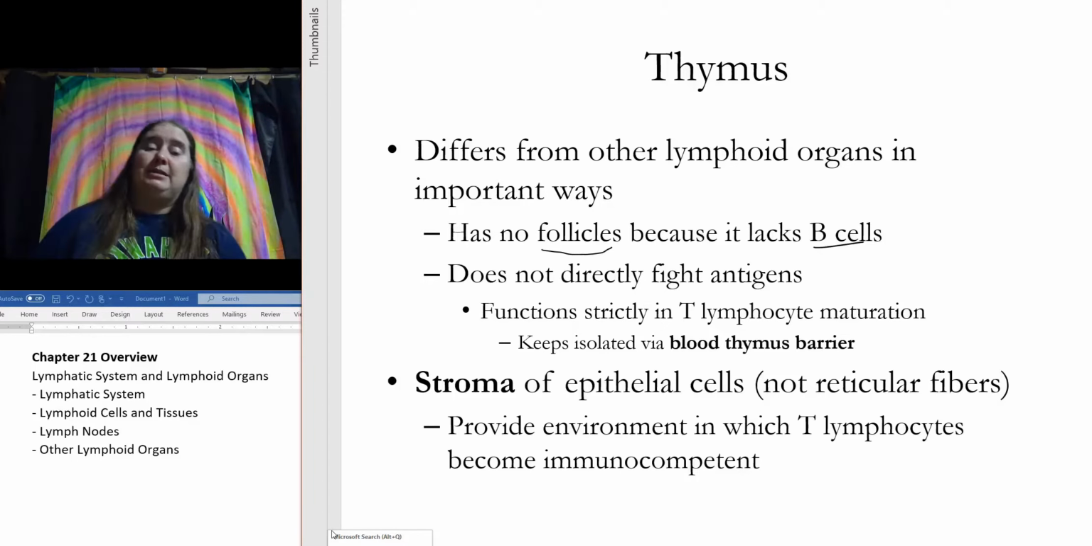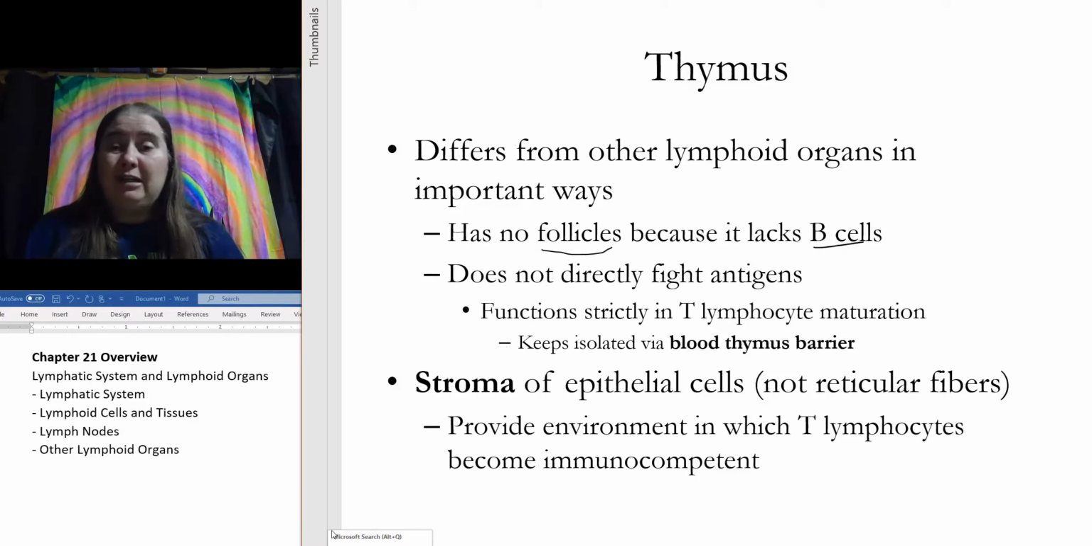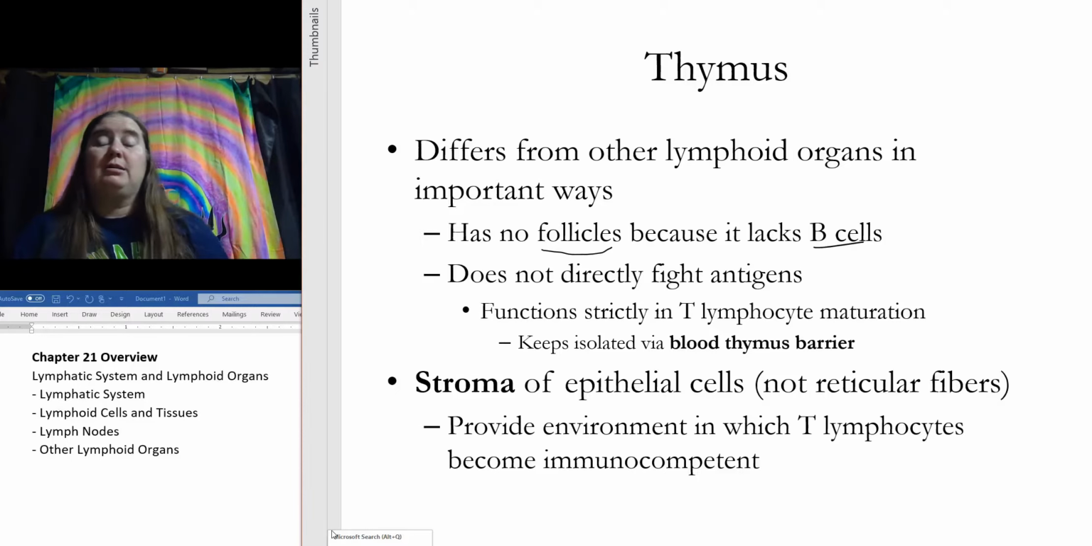In addition to that, the thymus is different in that in pretty much all of our other lymphatic organs, the scaffolding is that reticular fiber, the reticular connective tissue. In the thymus, that's not the case. In the thymus, it's basically the stroma of epithelial cells that are going to provide that support to our T cells as they become mature in that thymus.